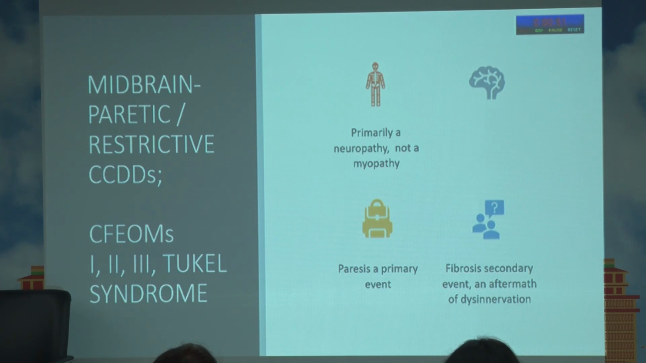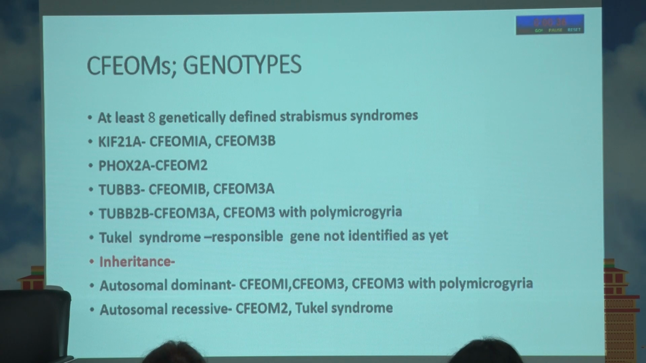These are primarily fibrotic situations, restrictive strabismus, because there has been no innervation, so they have gone in for restriction. So the main thing is that there is paresis followed by restriction, but paresis remains the primary event. Now there are at least 8 genetically identified syndromes which we already know. Tukel syndrome has not been identified, so more will be added as genetics progresses. Inheritance is autosomal dominant for most and autosomal recessive for CFEOM2 and Tukel syndrome, whose gene we don't know till now. The rest are autosomal dominant.